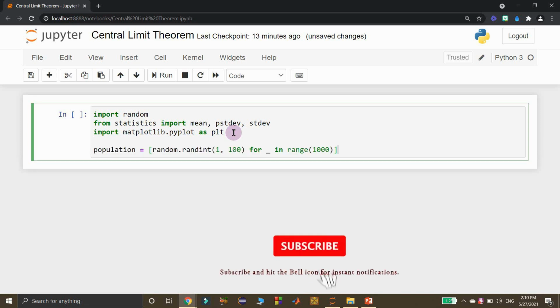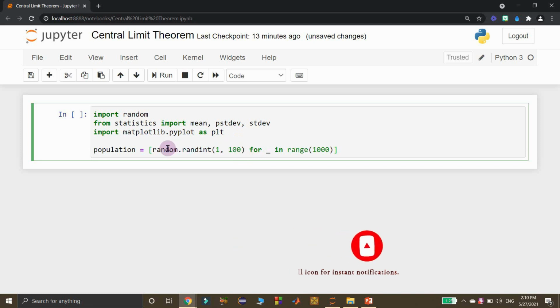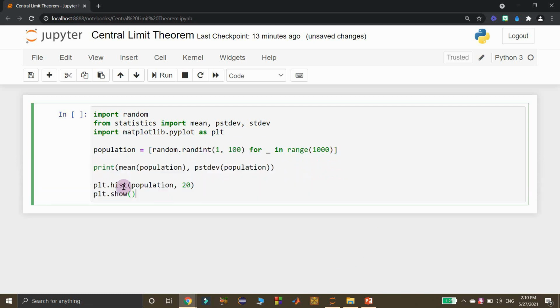Then I am considering a variable population, which is nothing but a list of a total of 1000 values. I am getting the 1000 values by using a list comprehension here. Then all those values will be in the range from 1 to 100. And then I am going to display the mean of the population as well as the standard deviation of the population.